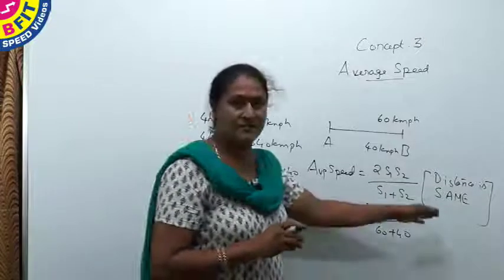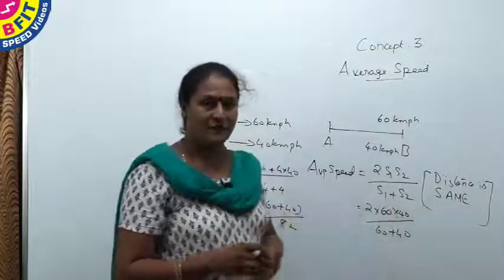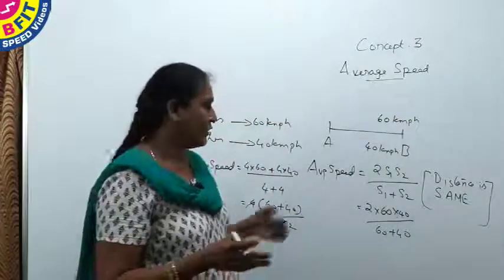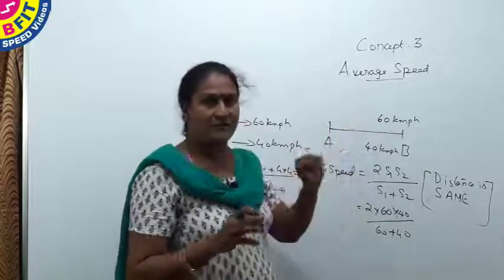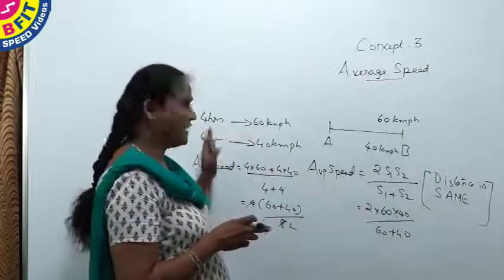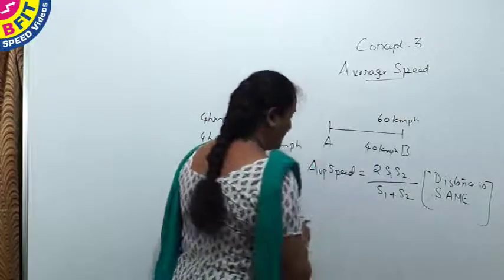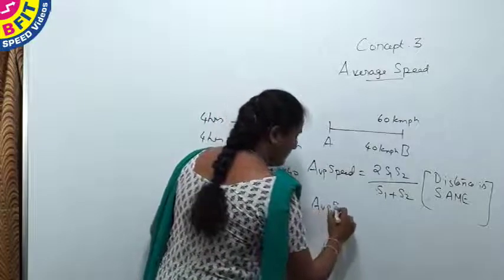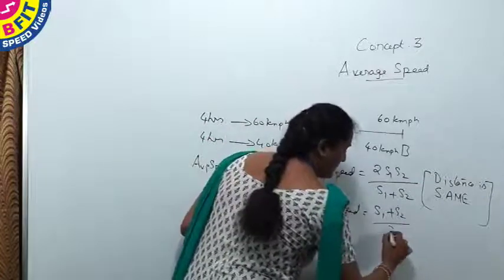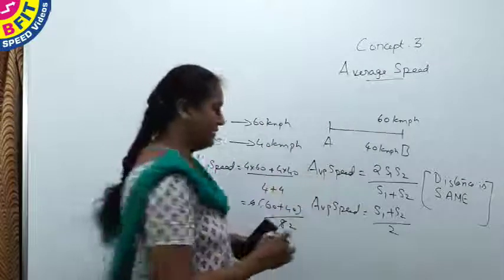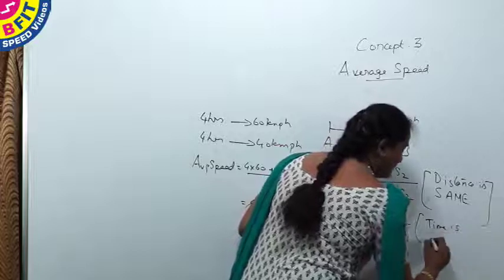So whenever distance is same, you have to use 2 S1 S2 by S1 plus S2 to find the average speed. If the distance is not same, you have to find total distance by total time taken. Don't find the average of the given speeds. But whenever he travels for the same time with different speeds, average speed is got by the average of the speeds taken. So this has to be done only when time taken is same.